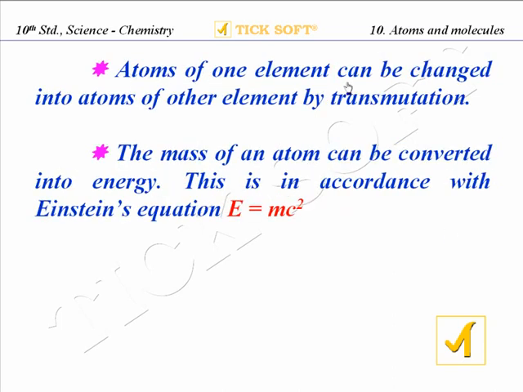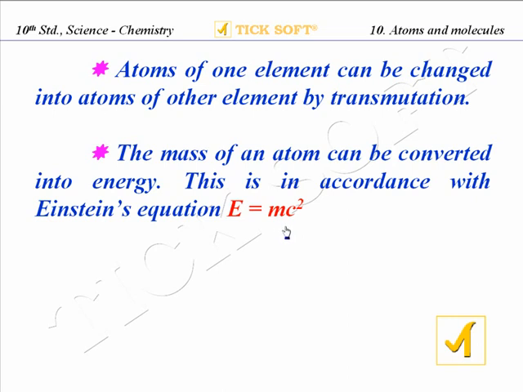Atoms of one element can be changed into atoms of another element by the transmutation process. The mass of an atom can be converted into energy. This is in accordance with the Einstein equation E equals mc squared. Whenever a nucleus is formed, some amount of mass is converted into energy. This is called the mass defect. So energy and mass are related based on the Einstein equation E equals mc squared.